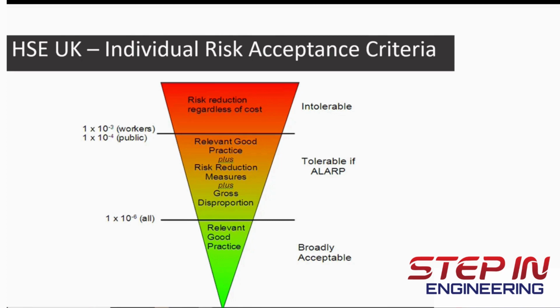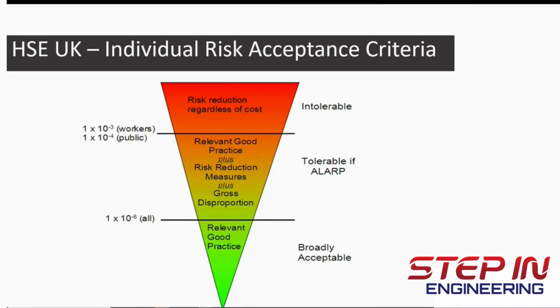Okay, so if the risk is falling between 1 into 10 power minus 6 and 1 into 10 power minus 4, that criteria is called ALARP, as low as reasonably practicable. Which means that the risk is not acceptable, but if you provide some reduction measures, maybe the risk will fall down. If you are going to deploy or commission a project, then apply those safeguards in order to bring down the risk. That kind of criteria is called tolerable if ALARP. If you provide the safeguards, then the risk is at a tolerable level.